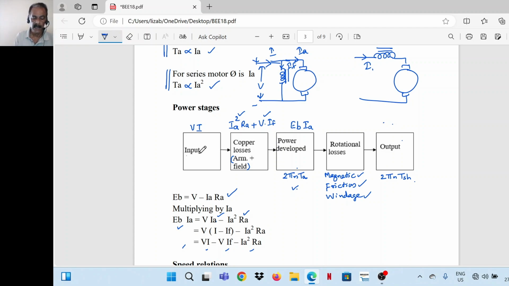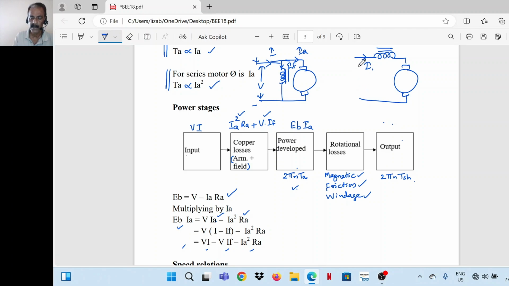So the relationship is like this. Vi is the input. This is the case of a shunt motor. From input, armature and field copper losses are met. Remaining is the power developed by the armature, from which rotational losses are met. Remaining is the output. For series motor also the same relationship holds good.